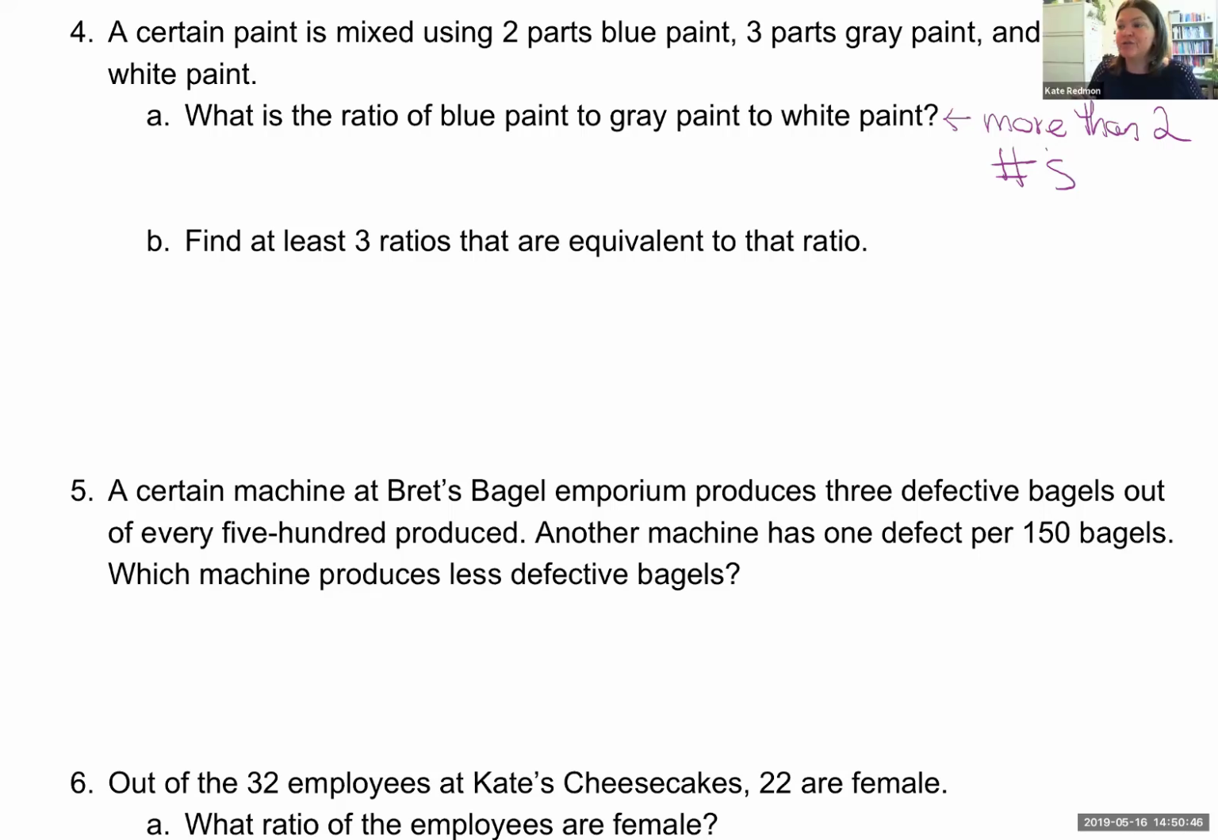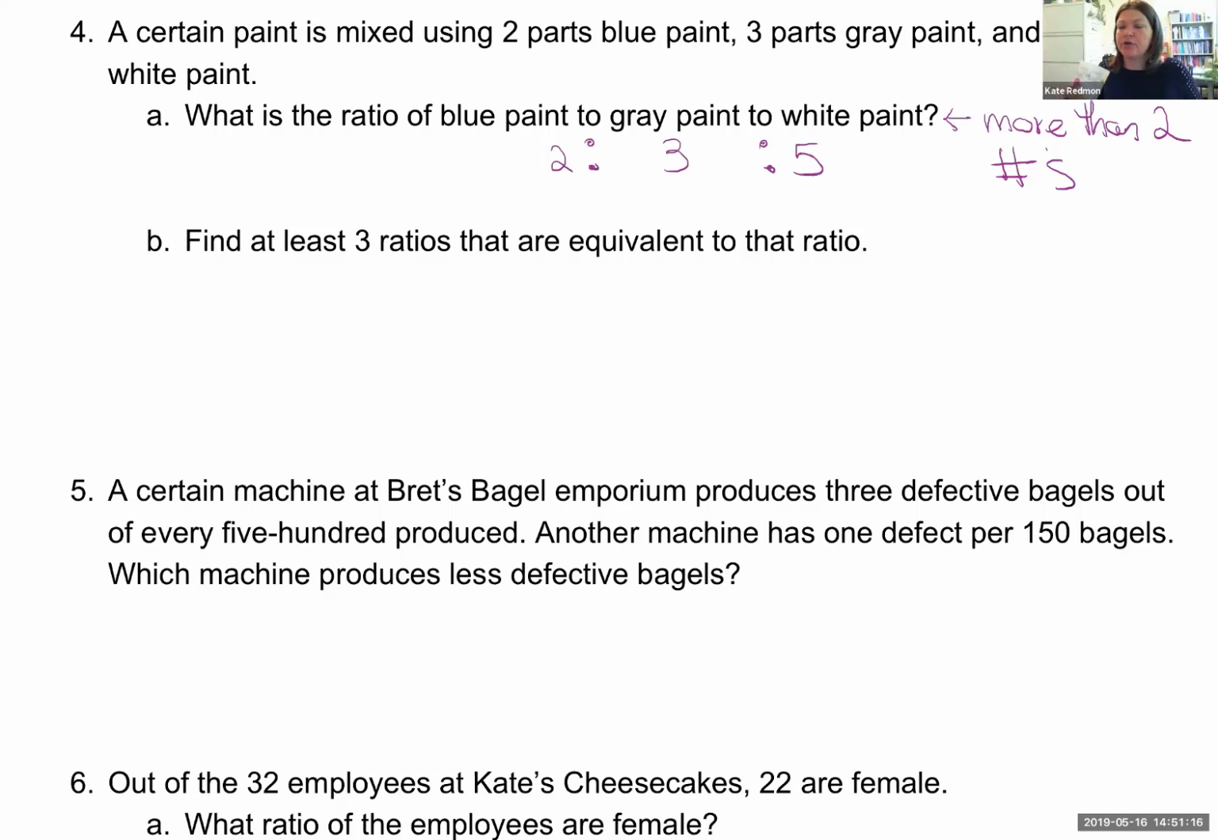What I would want to use is the colon every time. So the ratio of blue paint to gray paint to white paint, I'll just put colons where my words "to" are and go in that order. So blue paint is 2, gray paint is 3, and white paint is 5. So the relationship is 2:3:5. Now that's an ugly one.